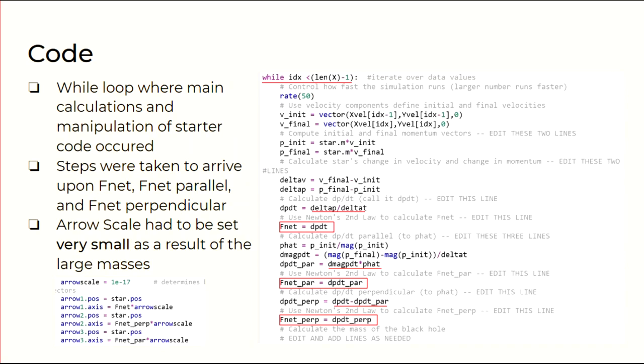And finally, by rearranging the formula Fnet equals F parallel plus F perpendicular, we get that F perp equals Fnet minus F parallel. In order to get a better visual, arrows are added to the forces to better understand how the forces change as the position of the star changes. Because the mass is so big, the arrow scale needs to be made very small.